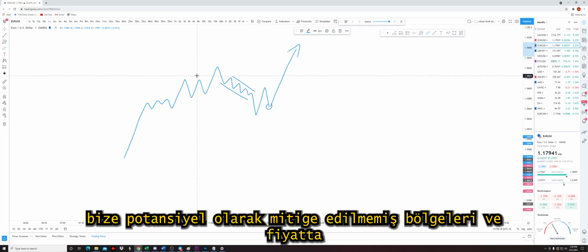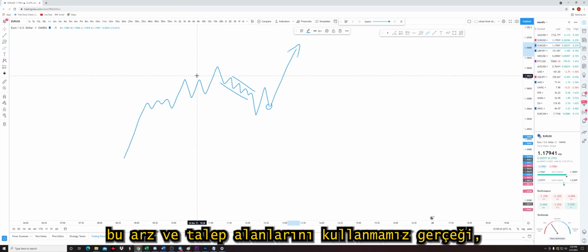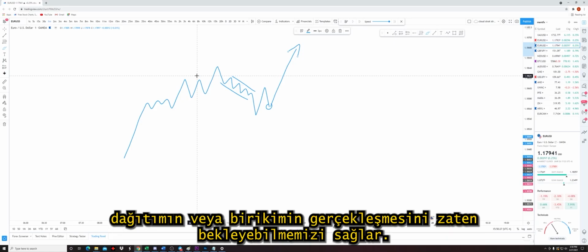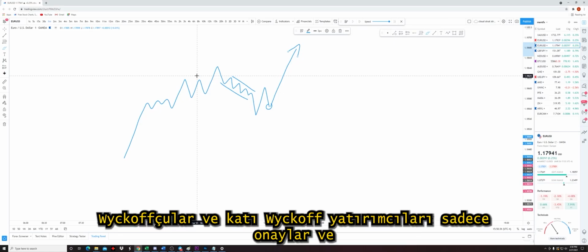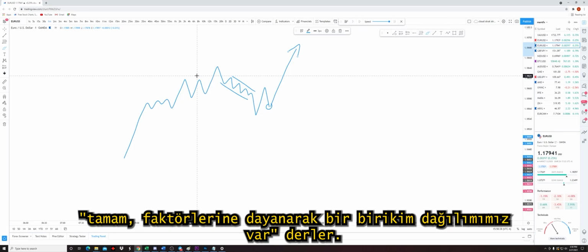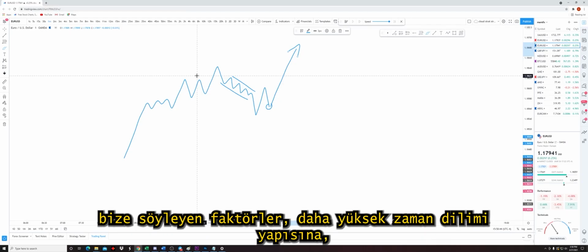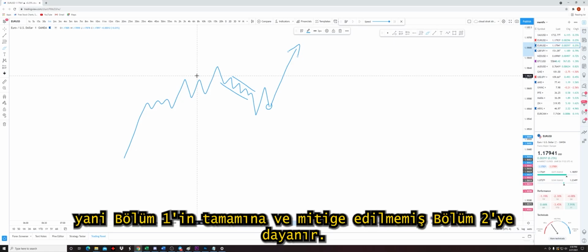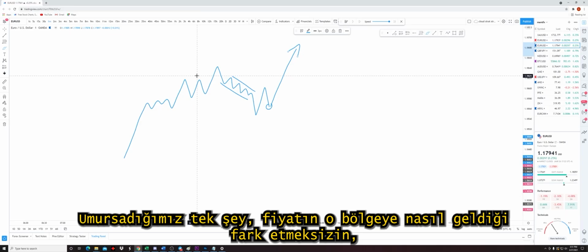Now, the fact that we, as institutional order flow traders, as well as Wyckoffian confirmation traders, use these areas of supply and demand that show us potentially unmitigated zones and potential reversals in price or continuations in price based on what we're expecting, we are able already to expect distribution or accumulation to occur. And what do I mean by that? Strict Wyckoffian traders only confirm and say, okay, we have an accumulation or distribution based on their factors. Our factors, on the other hand, that tell us if there's a distribution or an accumulation happening are based on the factors of higher time frame structure, so all of section 1, and on unmitigated section 2.